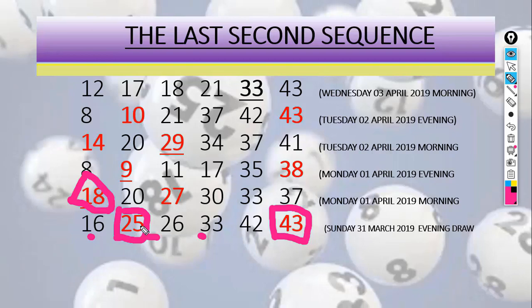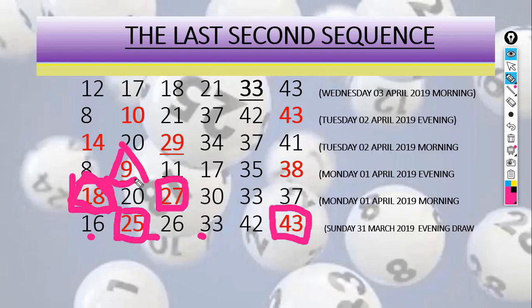So for predicting the number that came on the Monday evening draw, the number on the first column was used and the number on the third column was used. The number on the first column was subtracted from the number on the third column. So if you subtract 18 from 27, you get the number 9.